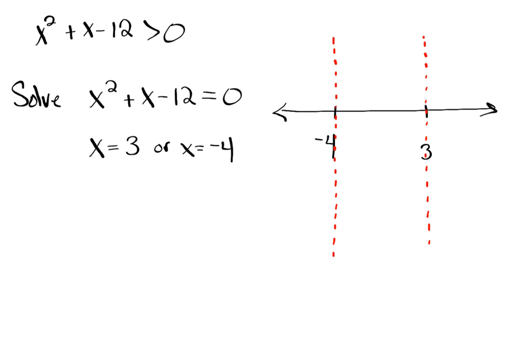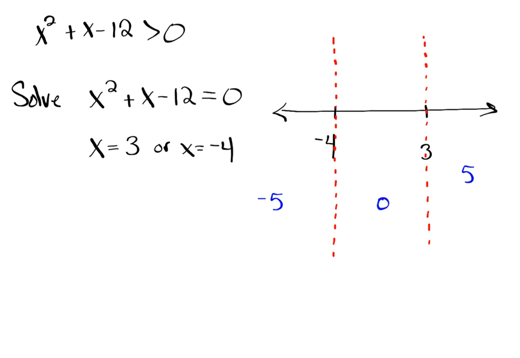Somewhere to the left, the middle, or to the right, I have numbers that make this greater than 0 or less than 0. So what you're going to do is choose a number out of between each of these boundaries. I'm going to choose, I think, negative 5. I'm going to choose 0. That's a good number if you can get it. And I am going to choose 5.